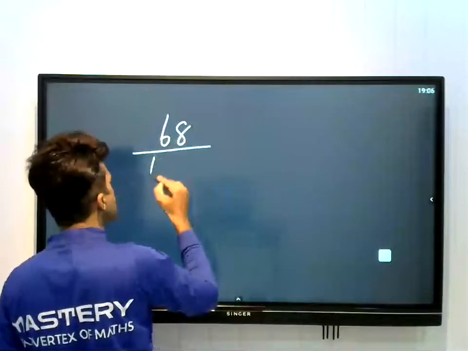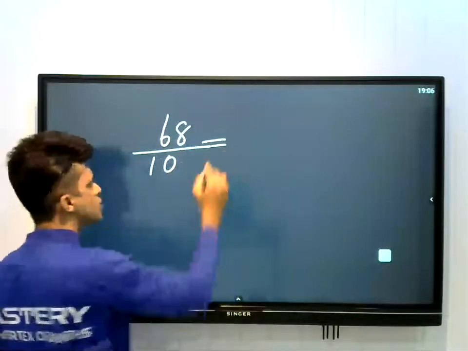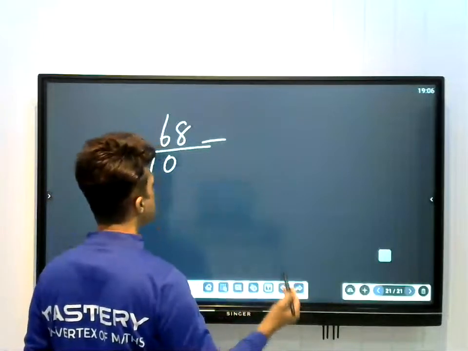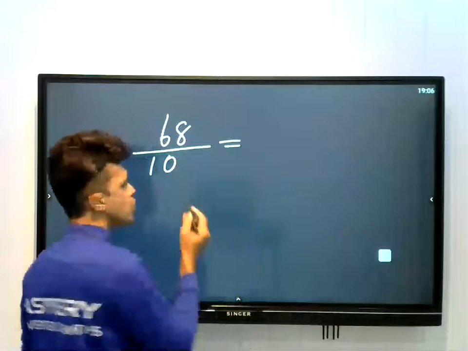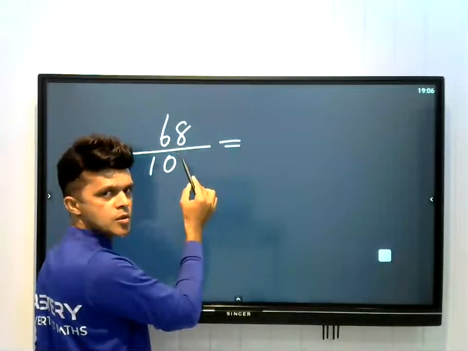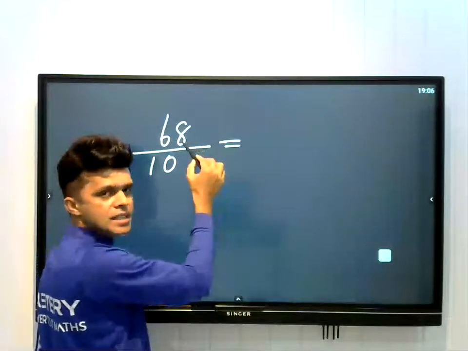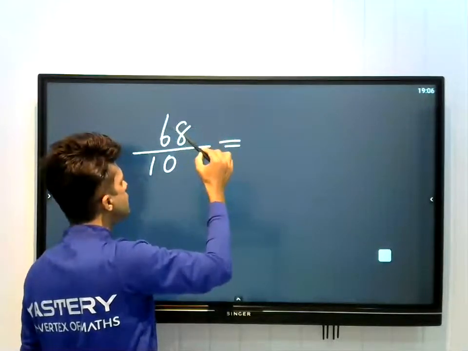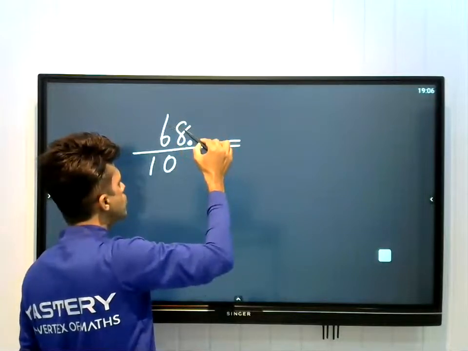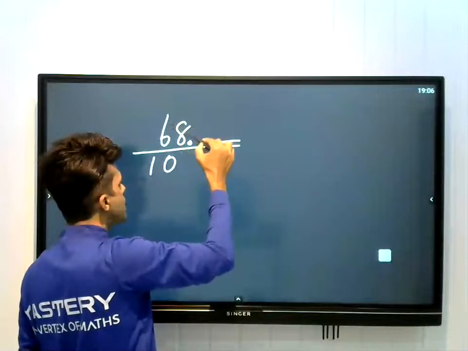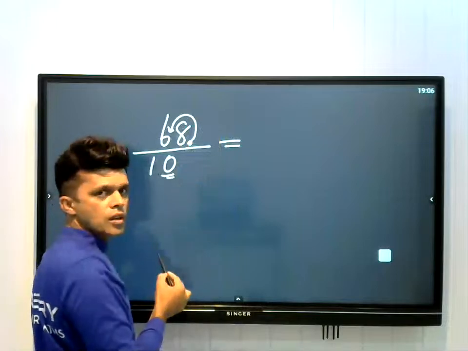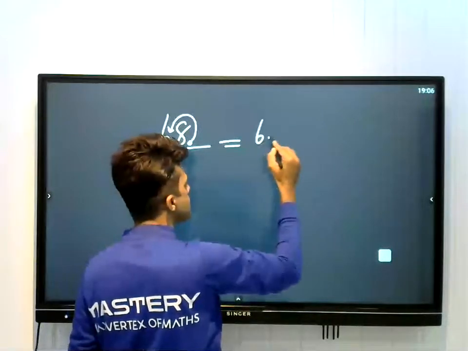68 over 10. How can you write this one, 68 over 10, as a decimal number? Decimal point can be seen here. It's unable to see, but you need to know that the decimal point is next to the digit 8. Here 1 0. This is the decimal point here. Then it comes this way. The reason is you see 1 0 here. So the answer is 6.8.